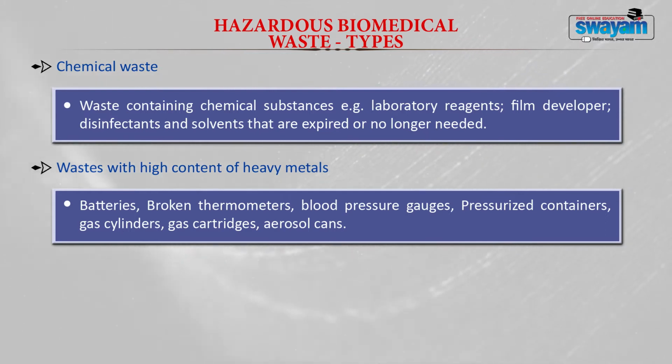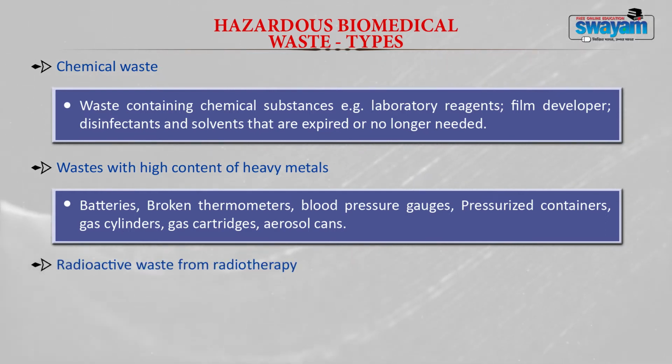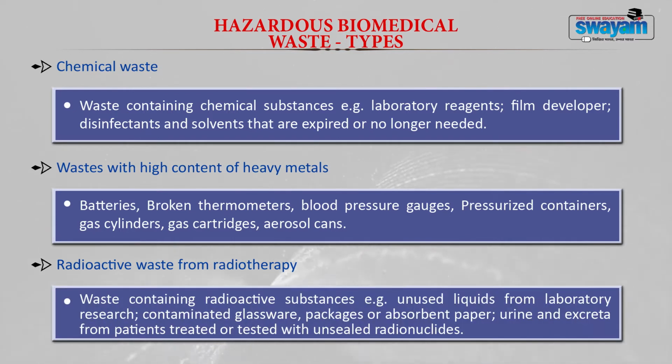The next category of waste is your radioactive waste generated during radiotherapy. This is the last category. Now, it is clear from the term itself. It is waste containing radioactive substances, like the unused liquids from laboratory research, contaminated glassware, absorbent paper, tissue paper, and urine or excreta from patients who are treated with these radionuclides. All come under this category.